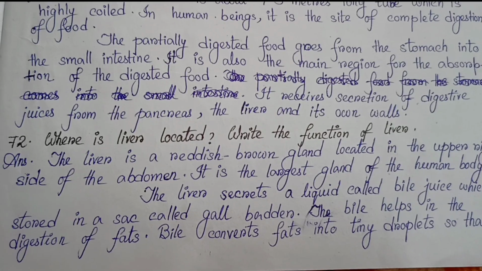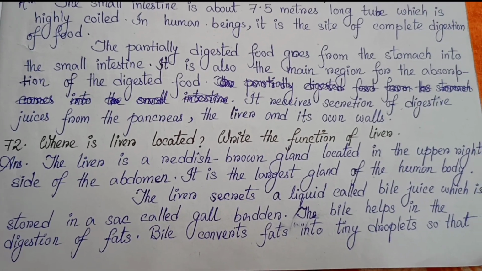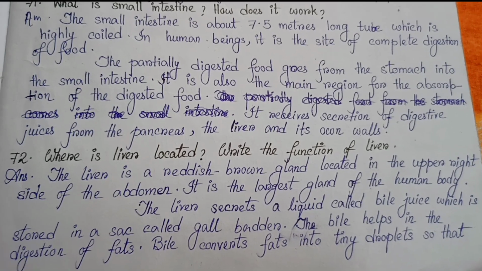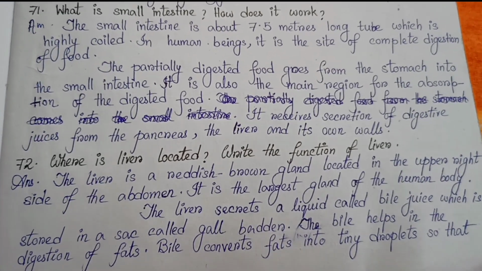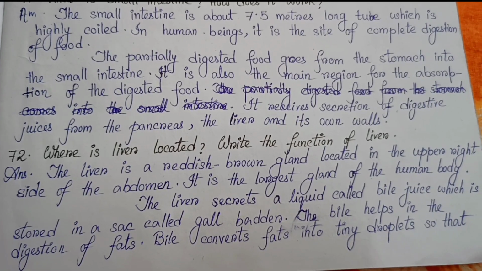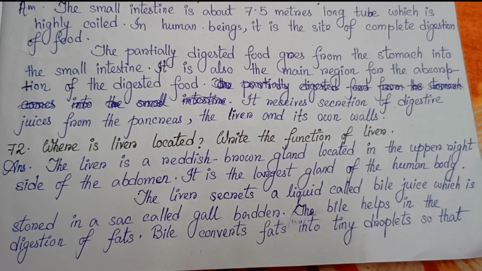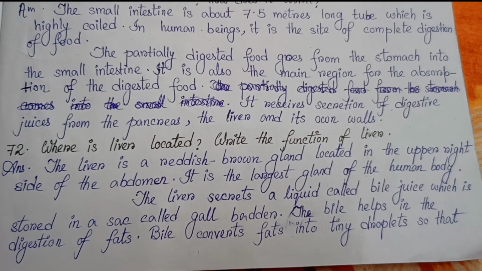Number 72. Where is liver located? Write the function of liver. The liver is a reddish brown gland located in the upper right side of the abdomen. It is the largest gland of the human body. The liver secretes a liquid called bile juice, which is stored in a sac called gallbladder. The bile helps in the digestion of fats.